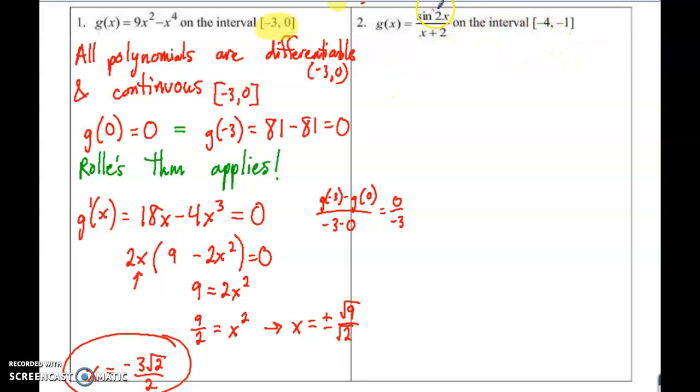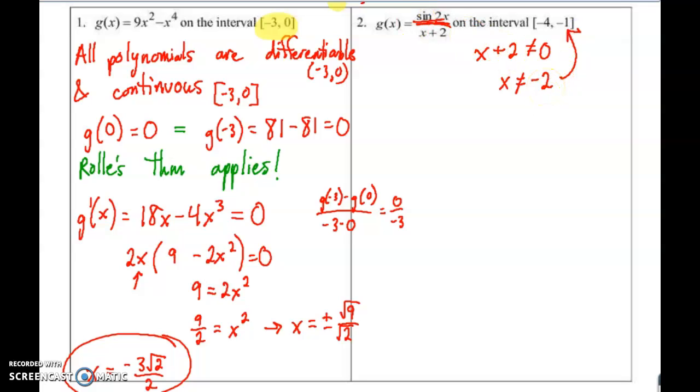And a real quick note on this problem, while sine is continuous everywhere, just sine, and x plus 2 is continuous everywhere, the problem is when we divide, we have an issue: we can never divide by 0. So x plus 2 cannot equal 0. So therefore, x cannot equal negative 2. That's part of our interval.